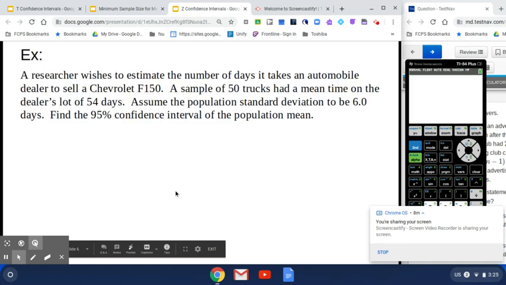So looking at our first example, it says a researcher wishes to estimate the number of days it takes an automobile dealer to sell a Chevrolet F-150.